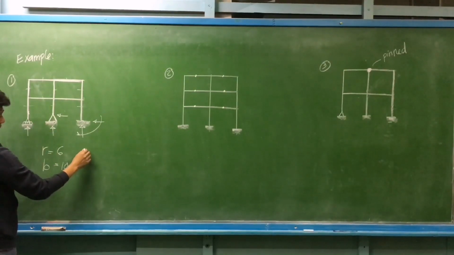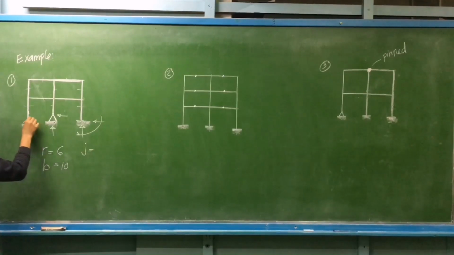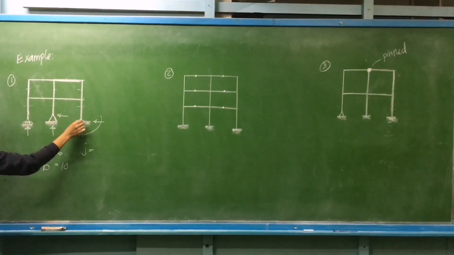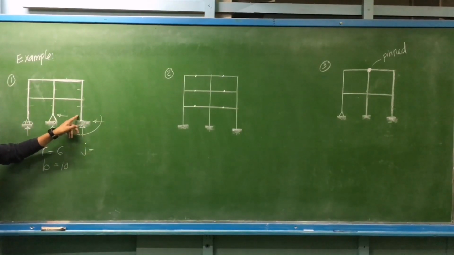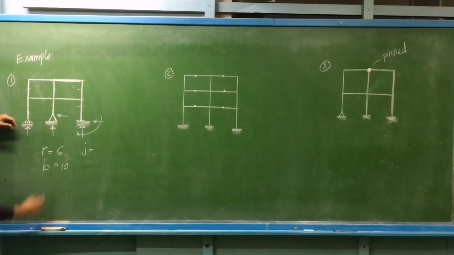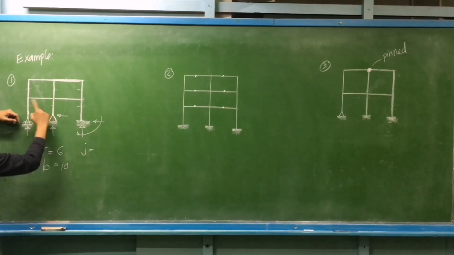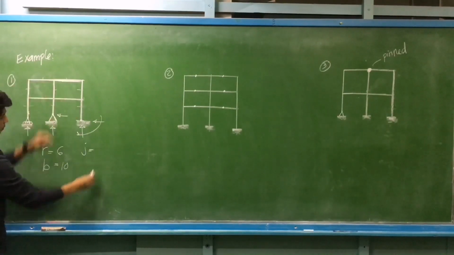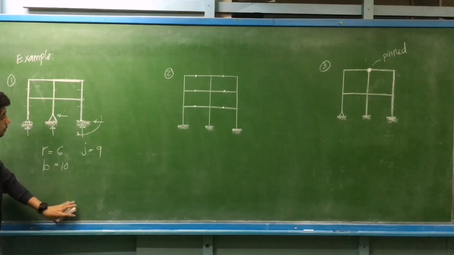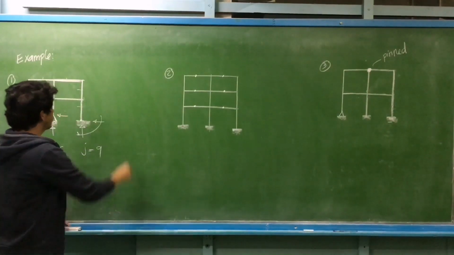Then if you are to count the number of joints, take note, you have to consider this connection from the support and the truss. So we have 1, 2, 3, 4, 5, 6, 7, 8, 9. We have 9 joints. All we have to do is satisfy the condition.